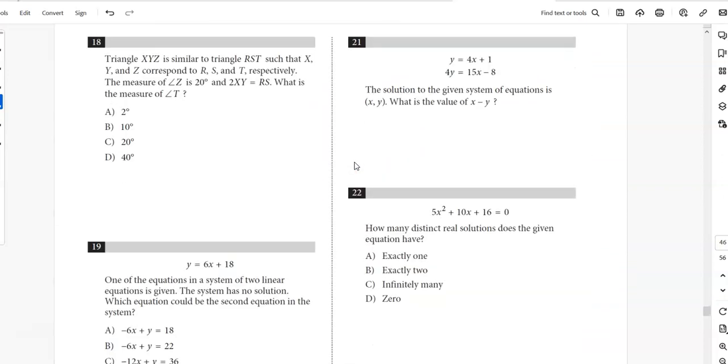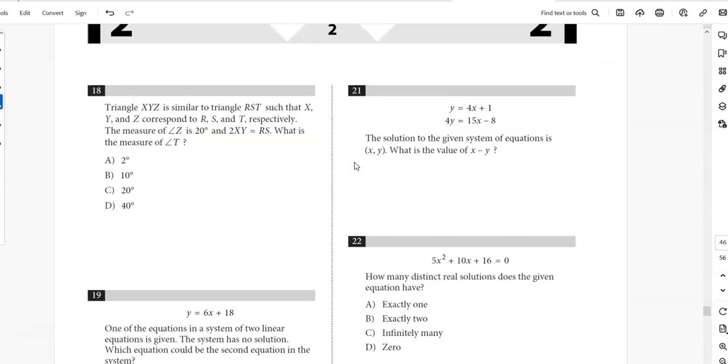18. So you've got two triangles. I'm just going to draw a triangle. I don't know what the triangle's like, so let's just say X, Y, Z. And then there's a similar triangle, R, S, and T, and they're similar to each other. So Z is 20, which means this one must be 20 because I drew them in a similar way.